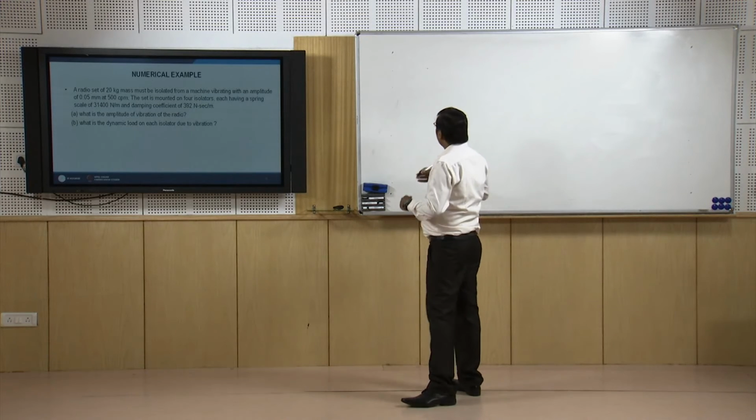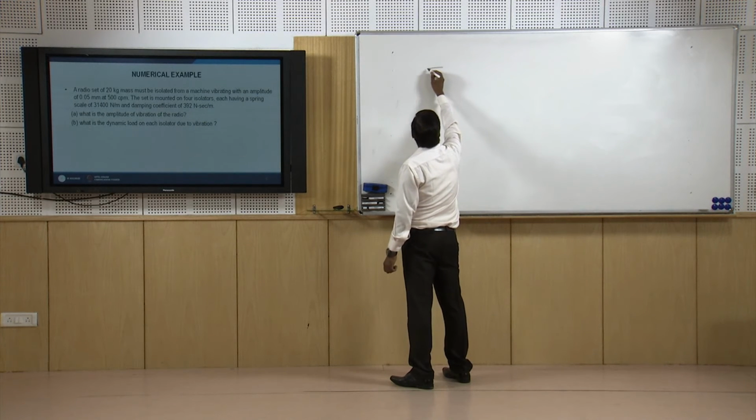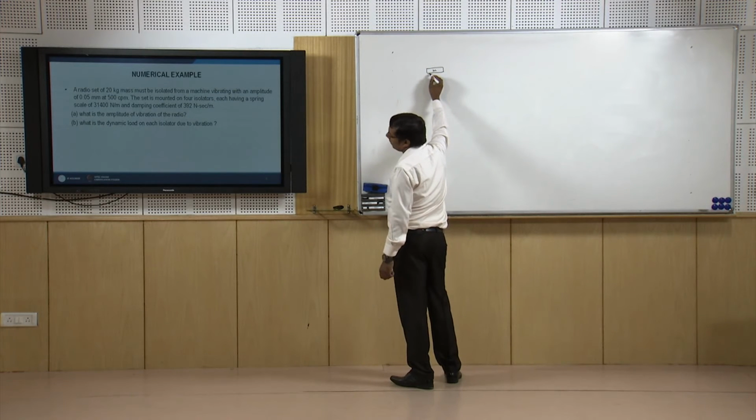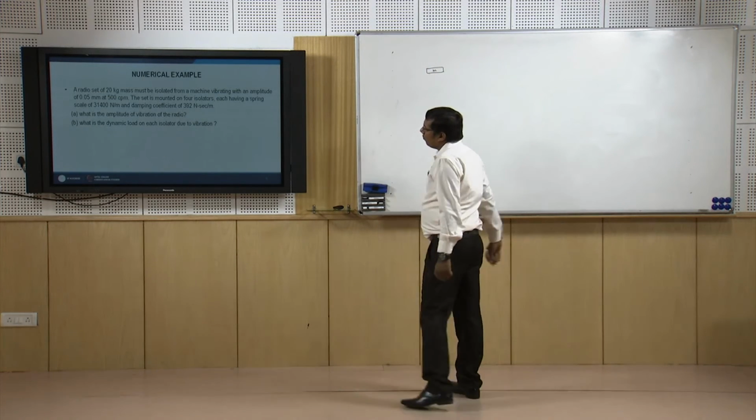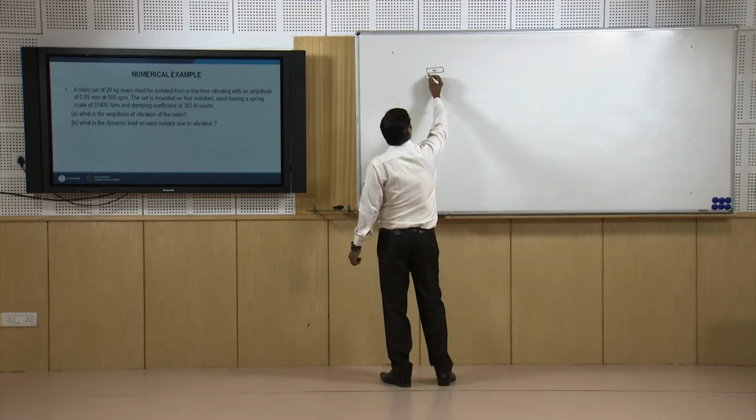So we have a radio set. It is like this system. This is the radio set, and it is put on 4 isolators. So we have 4 isolators.